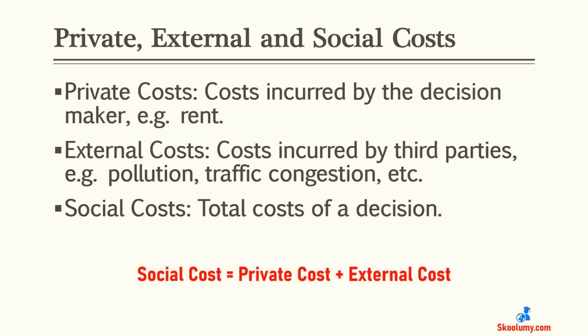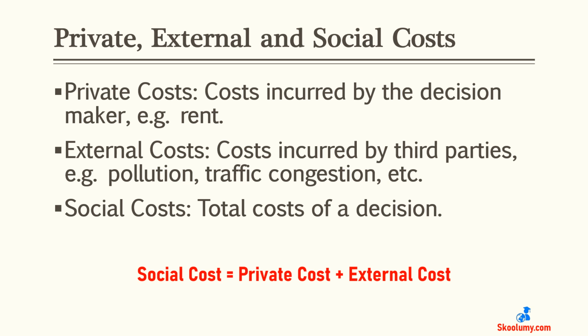Next, we will consider private costs, external costs, and social costs. Private costs are the costs incurred by the decision maker. They are paid directly by the party that decides to produce or consume. For example, rent, wages, and cost of raw materials incurred by a factory.